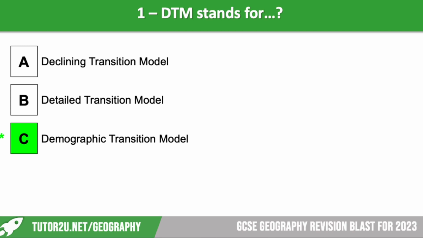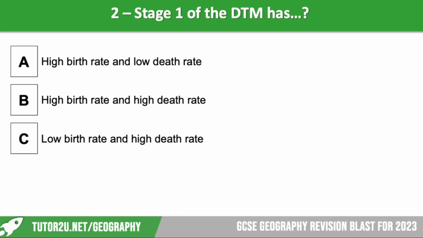Well done. Number 2. Stage 1 of the DTM has a high birth rate and low death rate, high birth rate and a high death rate, or a low birth rate and a high death rate. Let's have a look. It is B, high birth rate and a high death rate.